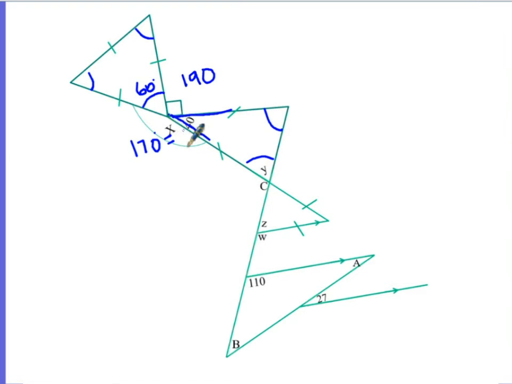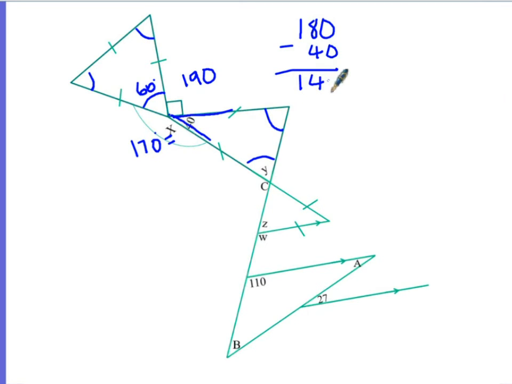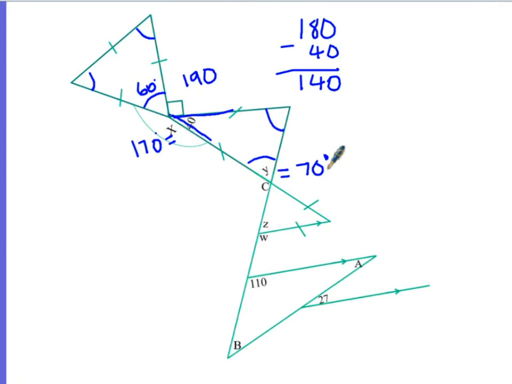Because the angle given is 40 degrees, and angles in a triangle equal 180, if I do 180 take 40, I know the remaining two angles add up to 140 degrees. I also know they're both the same size, so if I halve the 140, each one must be 70 degrees. So y is 70 degrees.